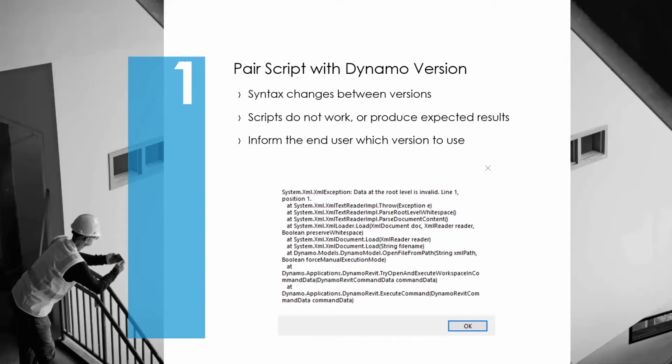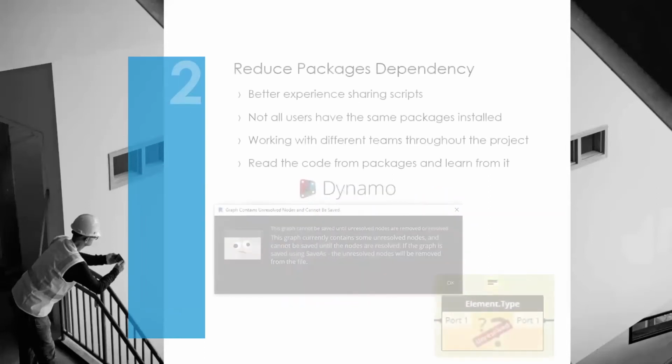It's okay, which Dynamo version are you using? Please update, use the latest one. Let's keep everybody on the same page. That's very important. The syntax changed between versions, so something that you wrote for Dynamo 0.9, 1 point something, is not going to work in 2.0. Scripts will either not work or just produce unexpected results. So always inform the end user which version you wrote your Dynamo script for.